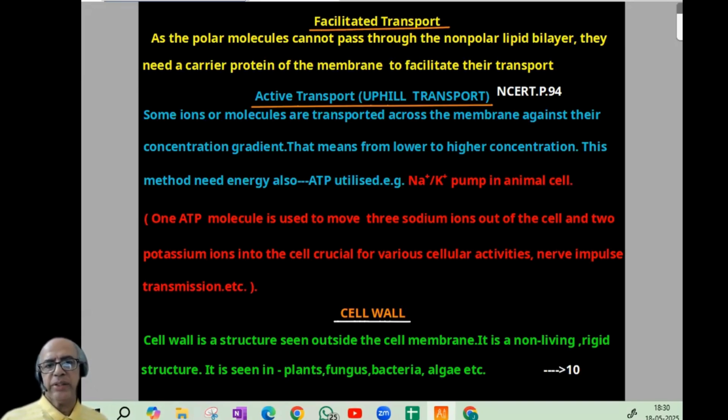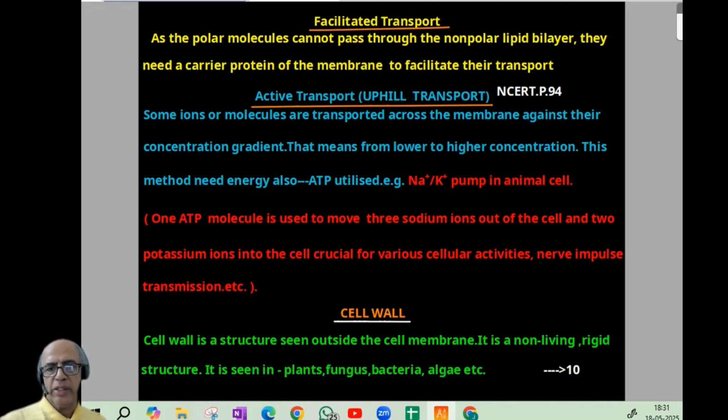Now comes the next transport, active transport, which is otherwise called uphill transport. Some ions or molecules are transported across the membrane against their concentration gradient. That means from lower to higher concentration, whereas normally water moves from higher to lower concentration. This method needs energy, that is, ATP will be utilized. A typical example in this system is the sodium potassium pump in animal cells.